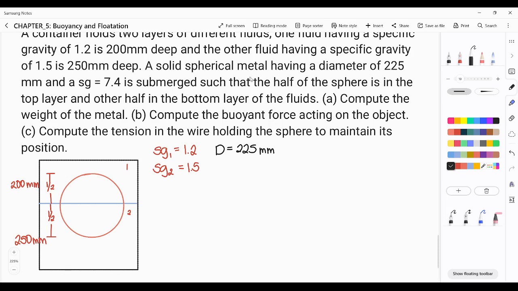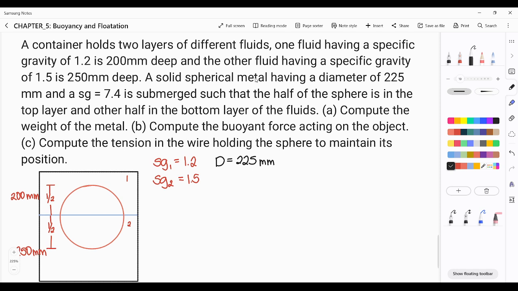Alright, we are back at it again with another problem. We have a problem about fluid mechanics regarding buoyancy and flotation once again.